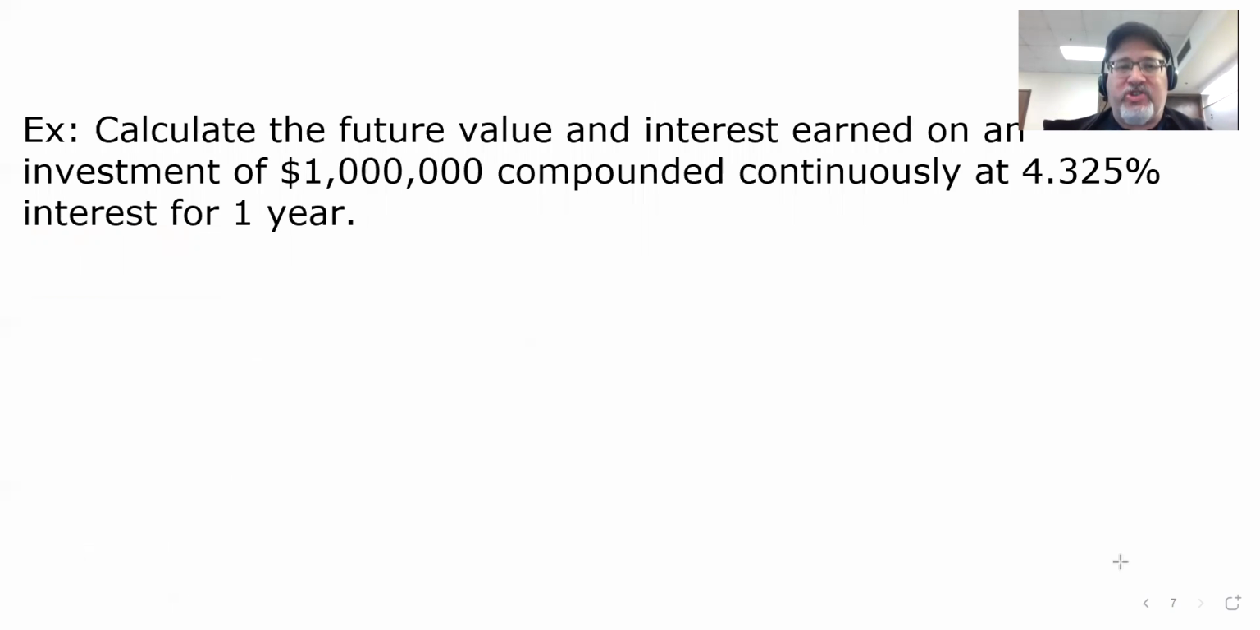So let's take a look at an example. Calculate the future value and interest earned on an investment of $1 million compounded continuously at 4.325% interest for 1 year.